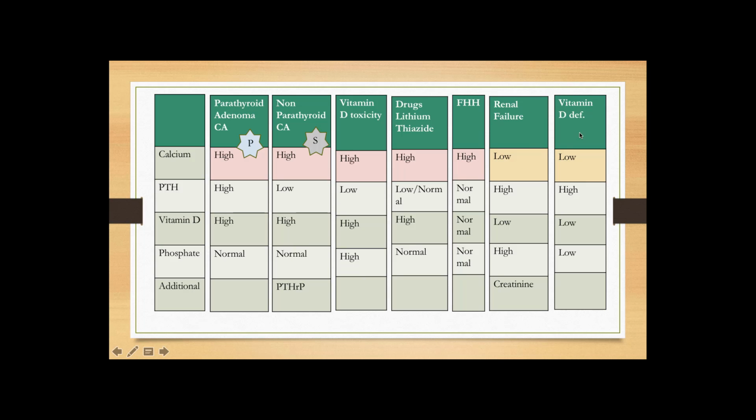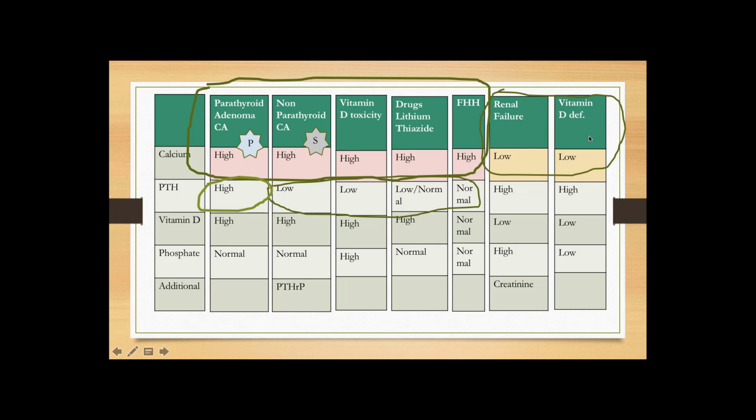The renal failure patients and vitamin D deficiency patients have low calcium. So these are the two where your calcium is low, and for all the rest calcium is high, and then you can see the rest of the abnormalities. So you can see this circle right here, your calcium is high. This is the only exception where your parathyroid hormone is high with high calcium, and in all the others, your parathyroid hormone is either normal or low. And then this is the circle where your calcium is low and your parathyroid hormone is high.